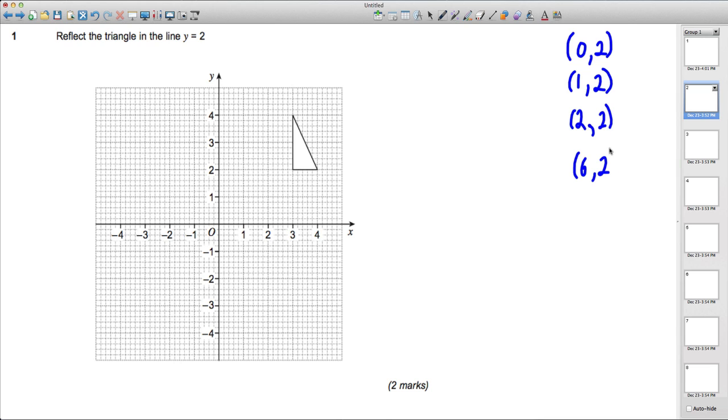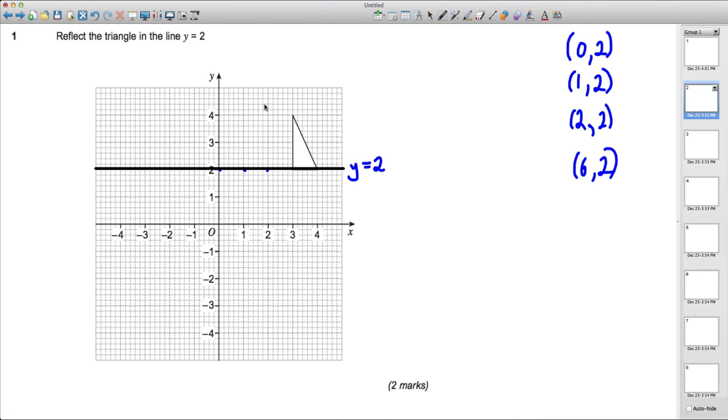6, 2, something like that. And you'll quickly see that 0, 2 is there, 1, 2 is here, 2, 2's here, 6, 2's over here. So you can quickly see the line y is 2 must be this line here. And labelling y is equal to 2.